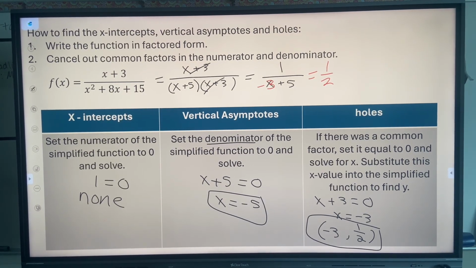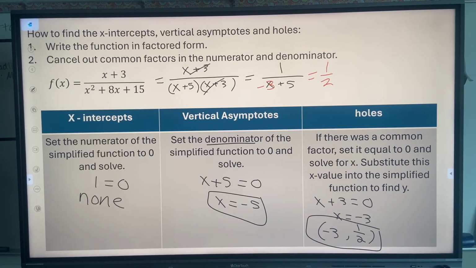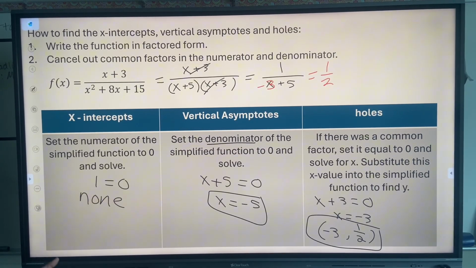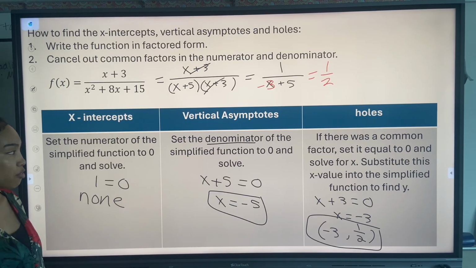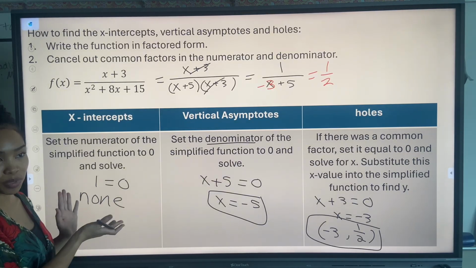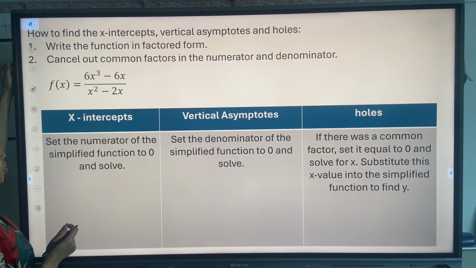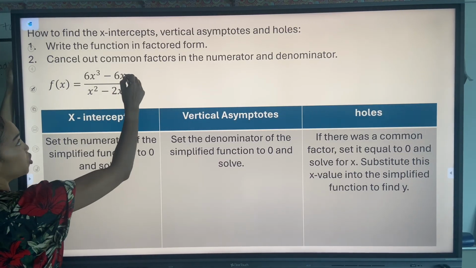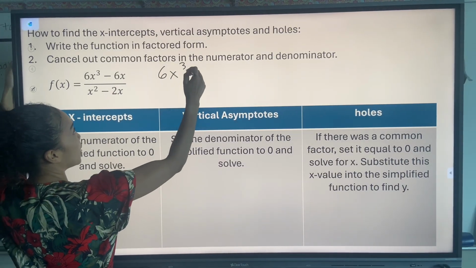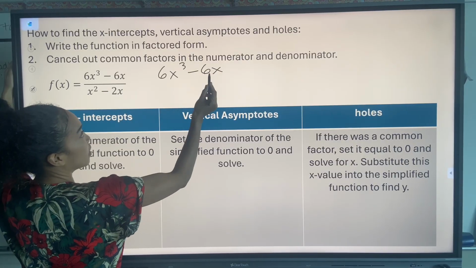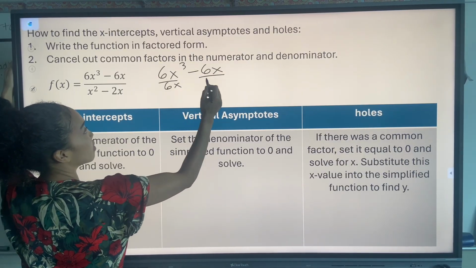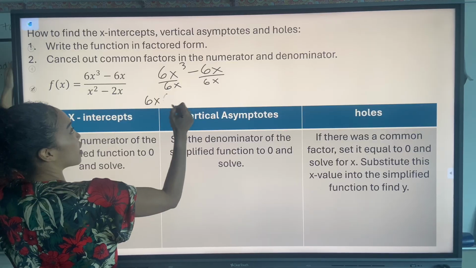Okay, I'm going to help you start the next one. I'm only doing these because y'all are encountering some new things on each example. For this one you encountered, oh, it's a possibility that you won't have an x-intercept, okay? So let's look at this one here. Let's look at the numerator. What can these both be divided by? 6x. Yes, 6x. So that goes on the outside.